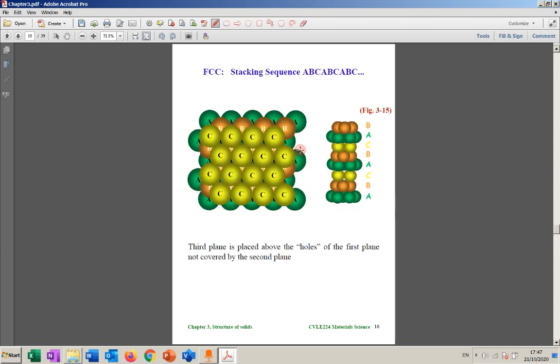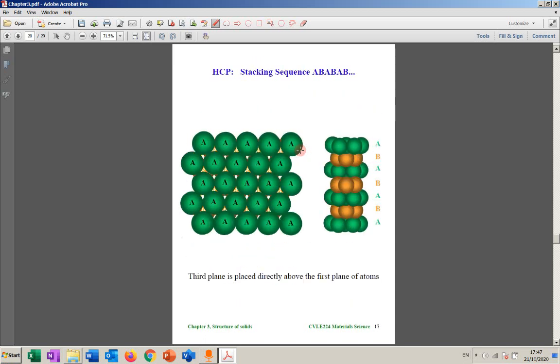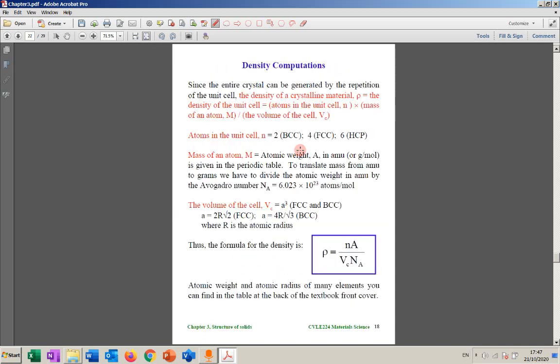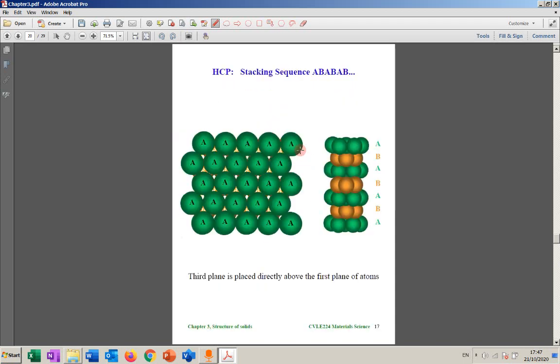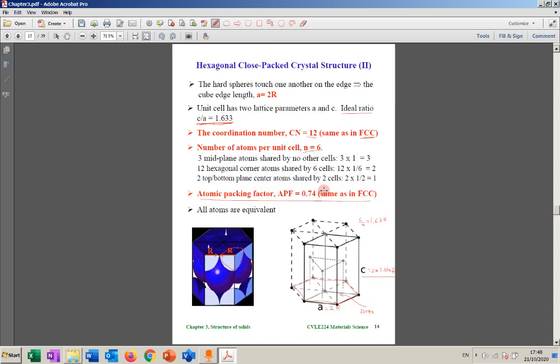Let me explain the atomic packing factor first, then we'll come back to this one. After the atomic packing factor, I will explain the difference between FCC and HCP, for anyone interested to see how the material will be in FCC or HCP.